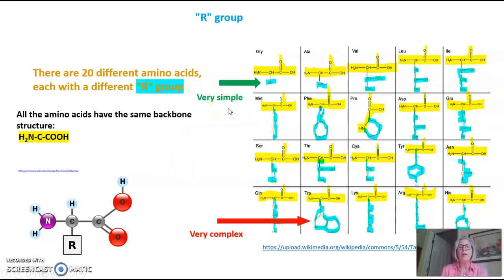So this R group varies from a simple hydrogen in the amino acid glycine to a very complex aromatic unit here in the amino acid tryptophan. You do not need to know all of these different names of the amino acids. You don't need to know the R groups. You should know, however, that there are 20 different amino acids, and how they vary is that their R group is very different. Let's take a closer look at the properties of these different R groups.